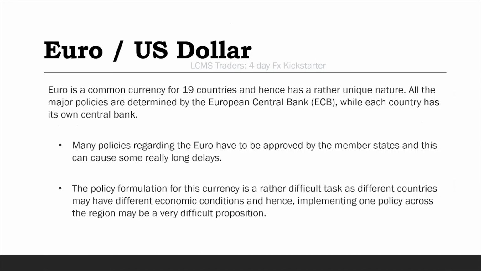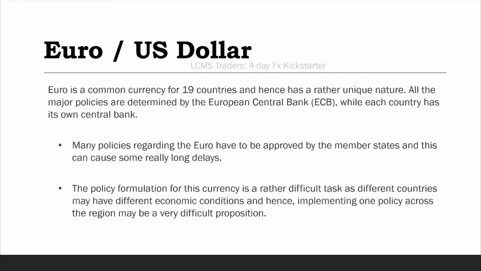Okay, so now we come to Euro US dollar, the Euro US. And this is actually one of the favorite currency pairs for most traders. The euro is a common currency for 19 countries, and it has a very unique nature. Why this is unique is that all major currencies have to be determined by the central bank, the ECB, the European Central Bank, which means that while each country has its own central bank, the ECB has to make that decision across the board.